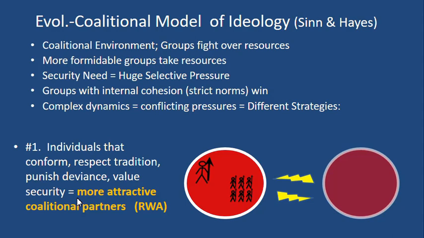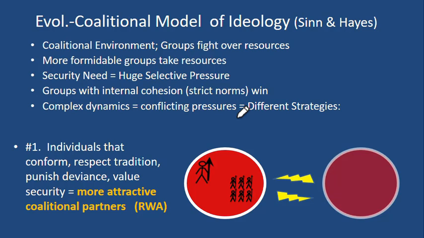All right, so we've got 3 different types of orientations we're going to talk through here in the evolutionary coalitional model. The first one is going to end up being the RWA binding kind of orientation. But we want to imagine that in the coalitional environment, you have different groups fighting over resources. So there's a lot of evidence in the anthropological record that our human ancestors would go to war. It was small scale, but definitely was violence between groups. And so the more formidable groups could take more resources. So this presents the selective pressure of a need for security.